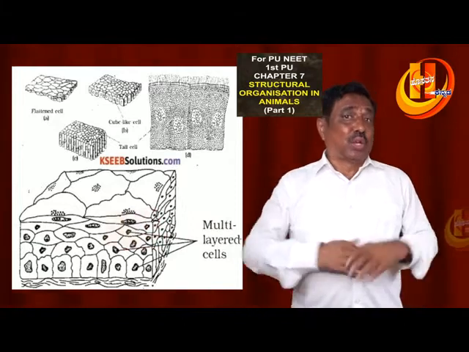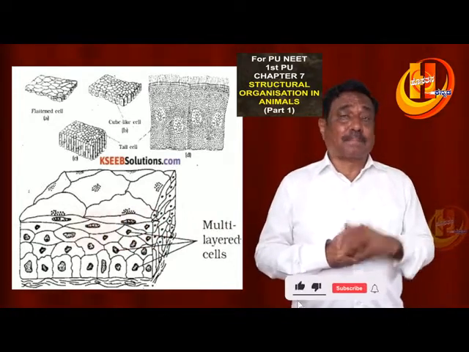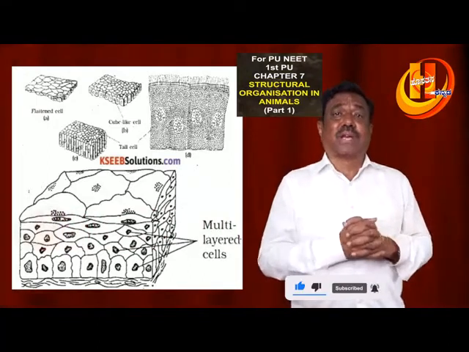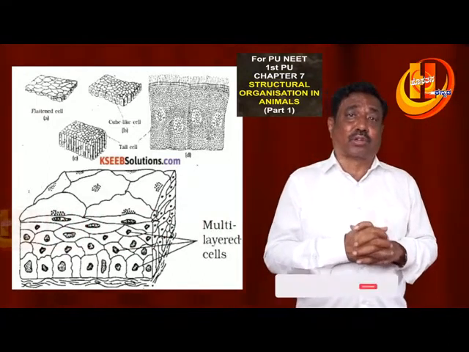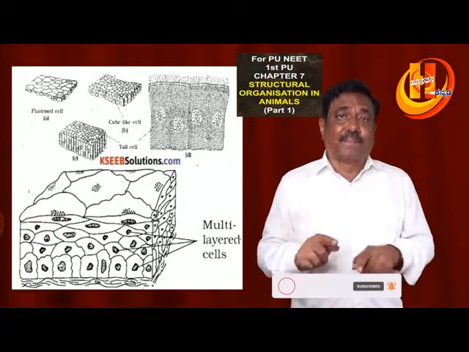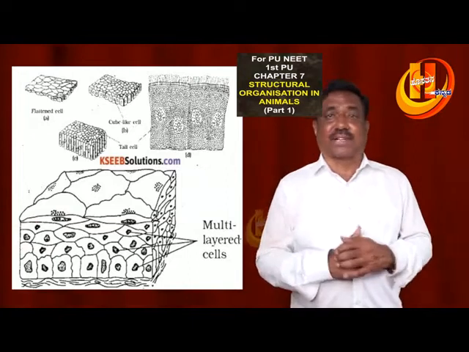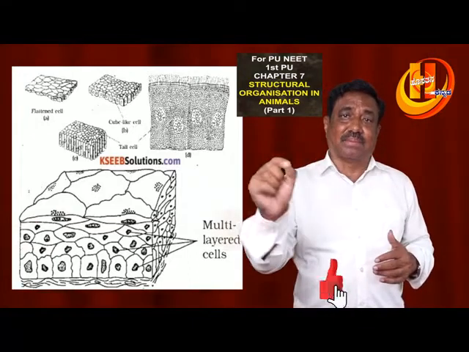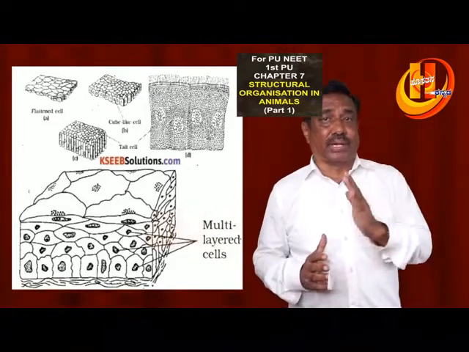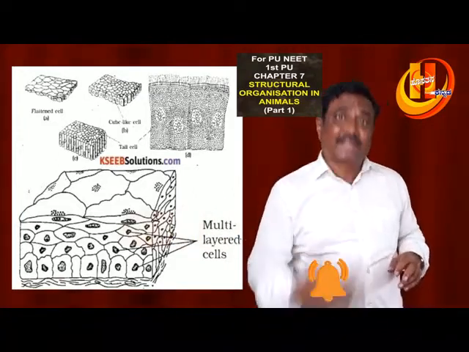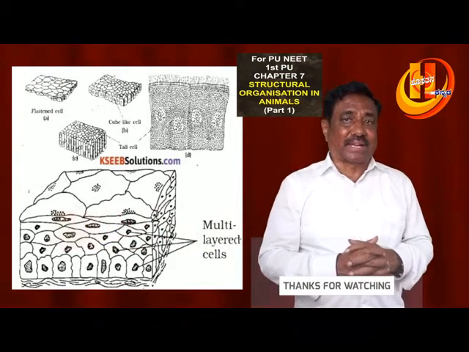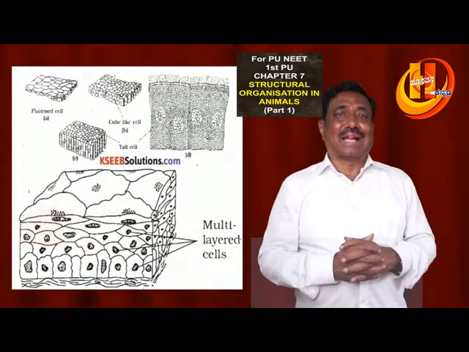And cuboidal epithelium is present in PCT, DCT, and secretion forms an important function of the cuboidal epithelium. They are box-like, closely packed, arranged on structureless basement membrane, contain nucleus, cytoplasm, cell membrane, nucleus present at the center. Whereas for columnar epithelium and ciliated epithelium, nucleus is present at the base, which is a very important characteristic feature of the columnar and ciliated epithelium.